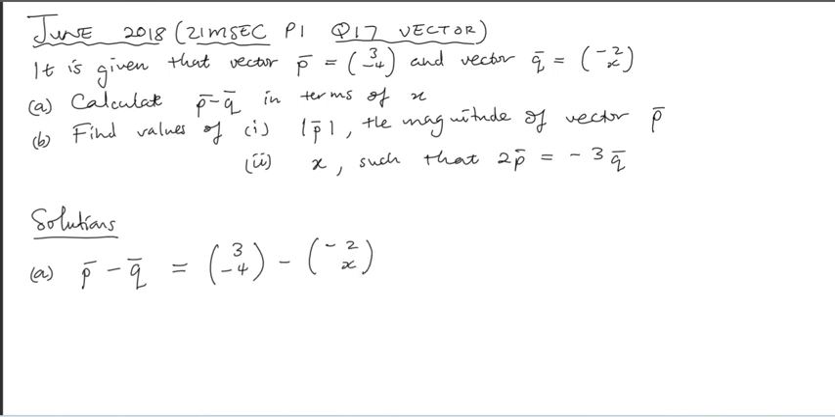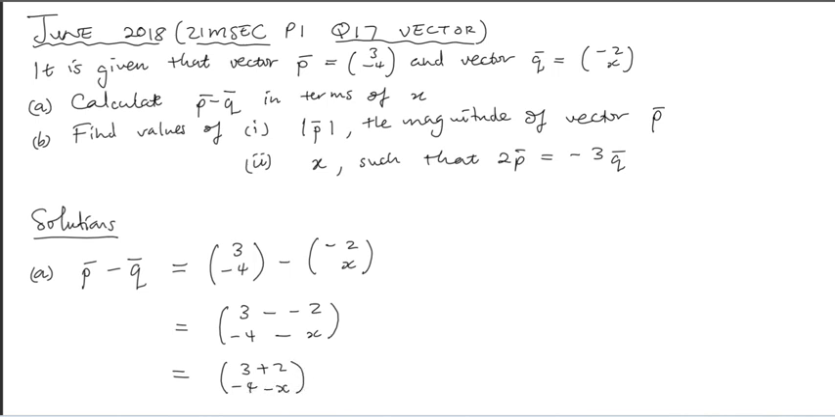Remember that the top value represents x and the bottom value represents y. So what it means is that you are going to combine the x values and then combine the y values on their own. But make sure that you take note of the signs in this case. So this will be 3 minus negative 2, then underneath, negative 4 minus x. Then simplifying this will give us 3 plus 2, then minus 4 minus x.